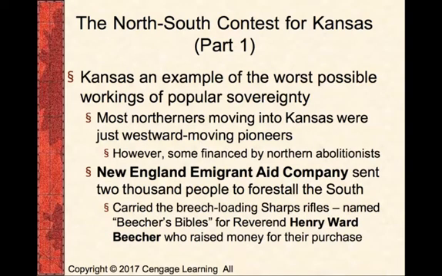So this company actually equipped all of their settling families with the brand new breech-loading Sharps rifle. And I'll include a video in the description of just what a game changer the Sharps rifle was compared to other rifles of the time period. And those were actually called Beecher's Bibles, named after Reverend Henry Ward Beecher, who was the brother of Harriet Beecher Stowe, the woman who wrote Uncle Tom's Cabin.